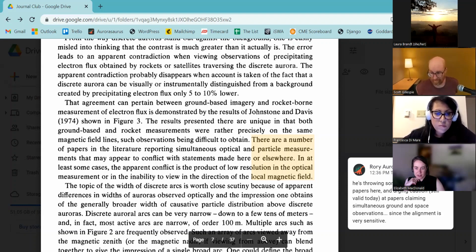and they may or may not be truly simultaneous. And that is a fairly good, valid caution, still prevalent today. We do the best we can, but sometimes there's uncertainty about how close you are on the same field line. So that's my interpretation of what he means there.